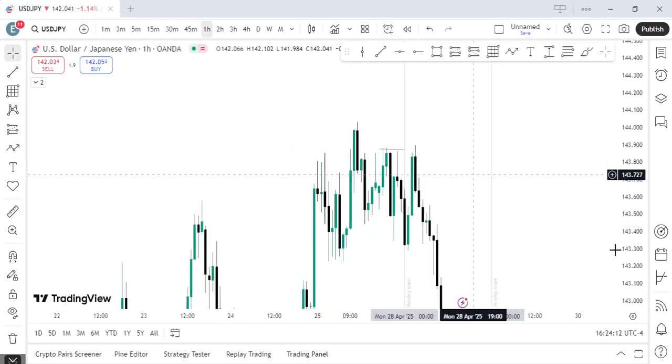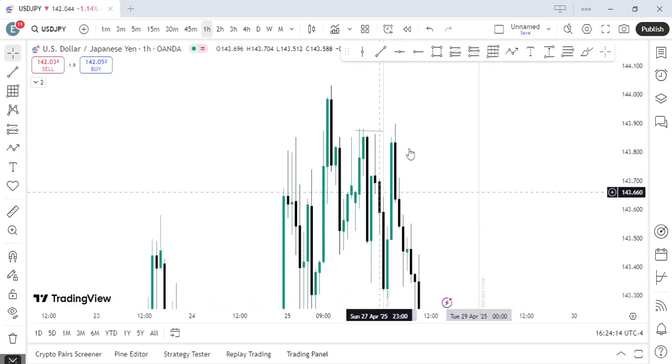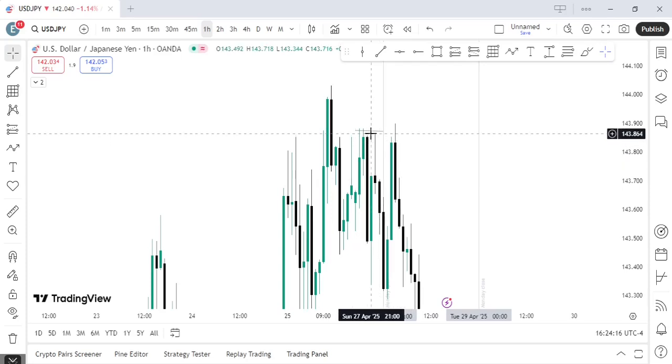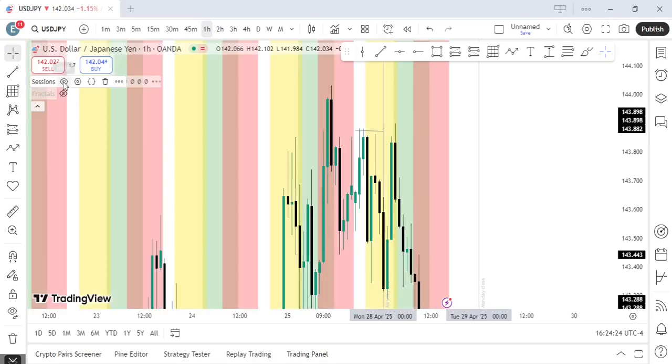So this basically is liquidity. Before price can start to go all the way down, price has to tap these two equal highs. Now, if I turn on this session indicator, you can see this yellow color right here is Asia. This green color right here is London. This white color right here is Sydney. So this is Sydney and this is Asia.